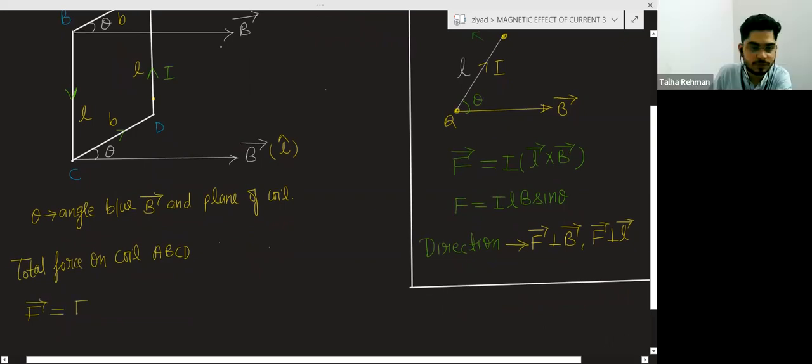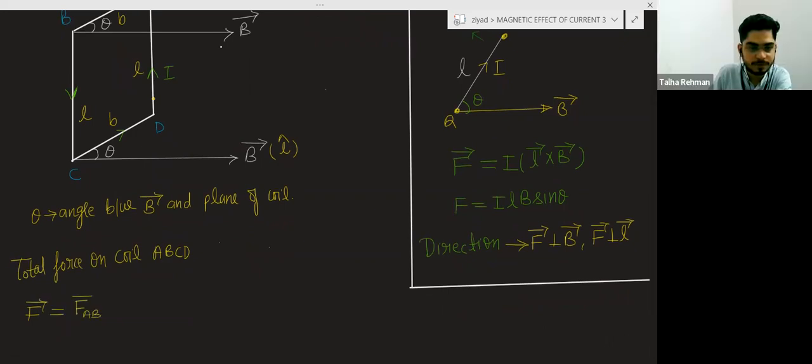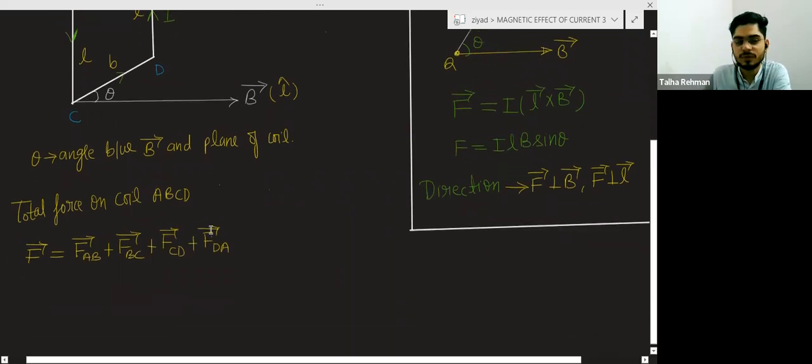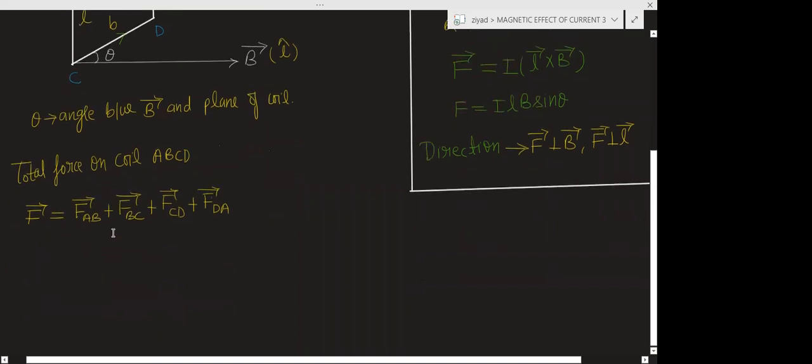Total force is the force on wire AB, force on wire BC, CD, DA. And this force is given by IBL sine theta.